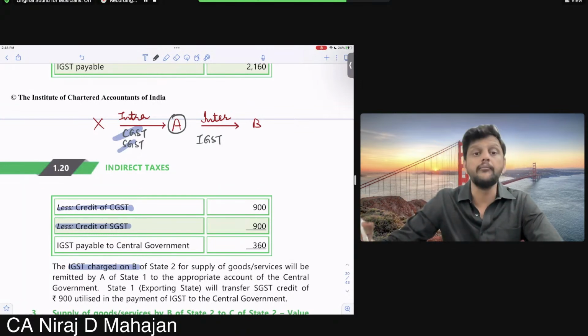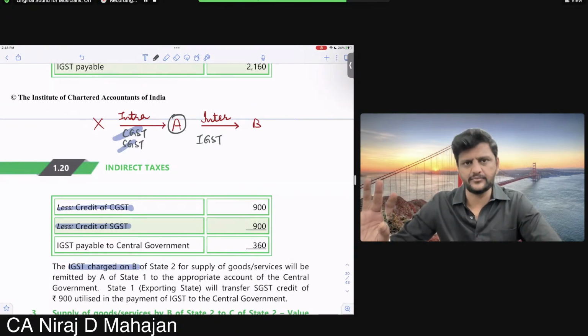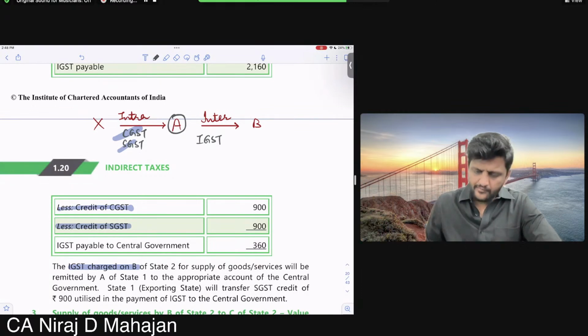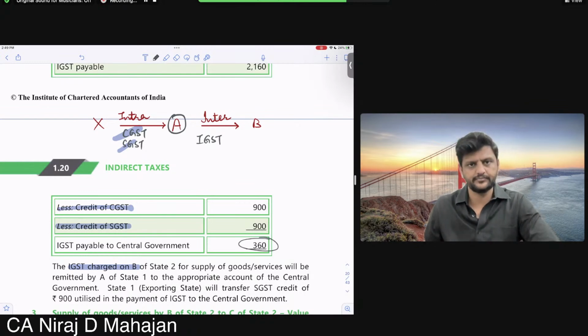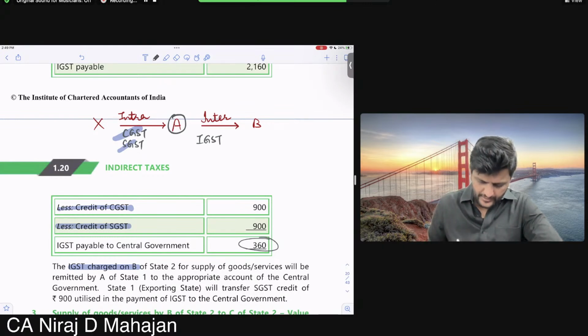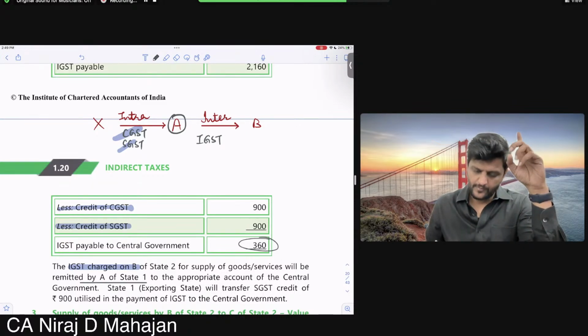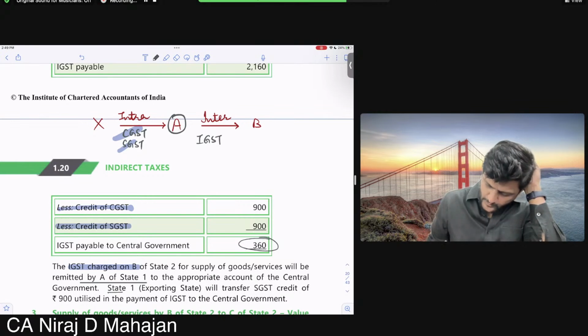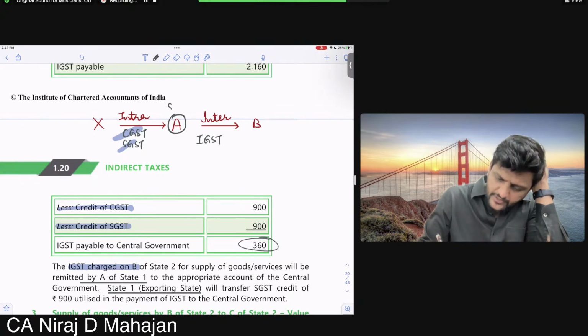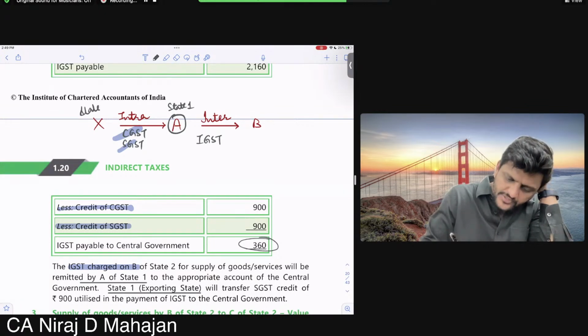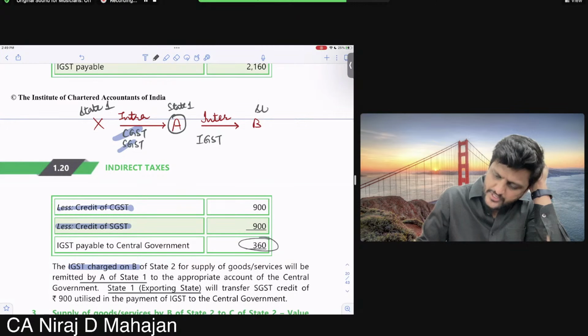After reducing his own ITC. Yes? Basically, how much did A pay to the government? 360. Okay? So the IGST charged on B of state 2 will be remitted by A of state 1 to the appropriate account of the central government. Which is the exporting state? State 1. X was also state 1. They are from the same state, and B is state 2.